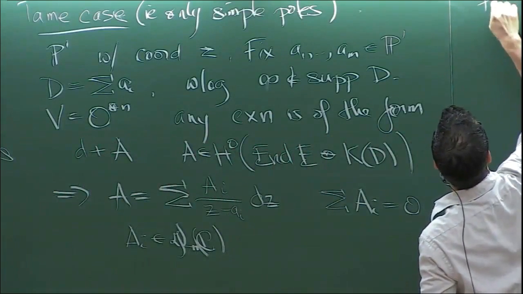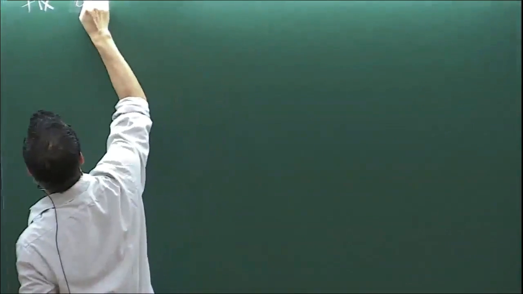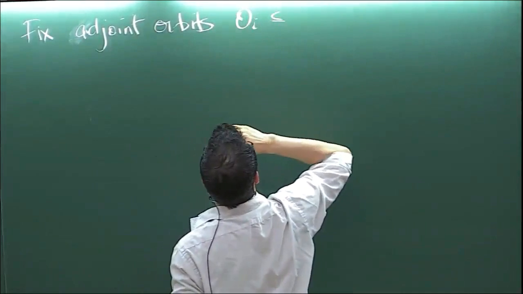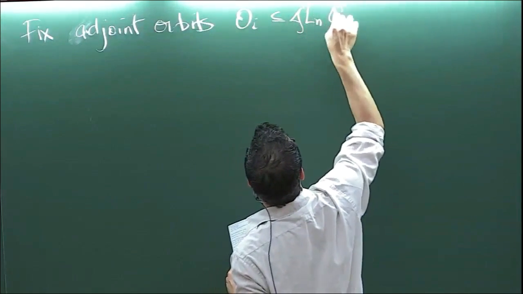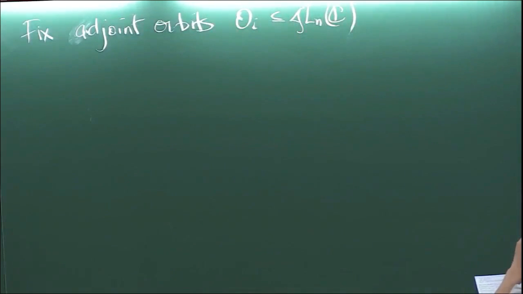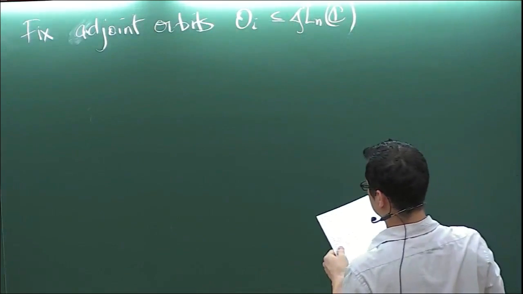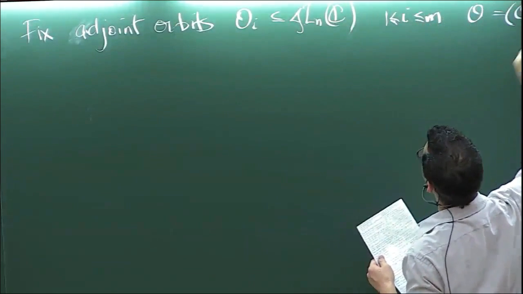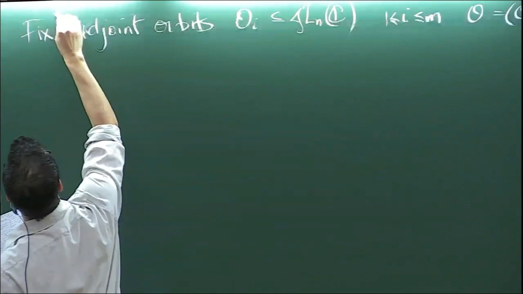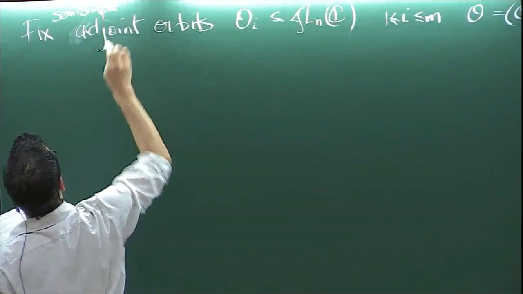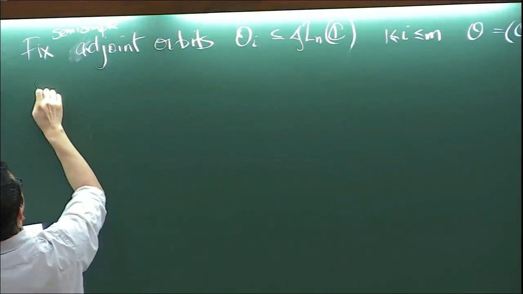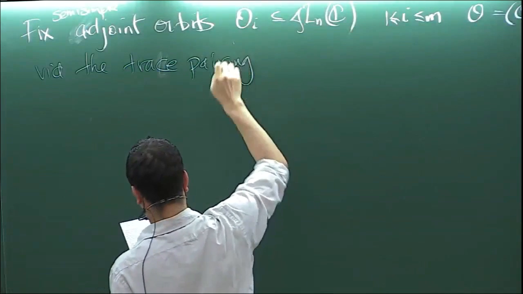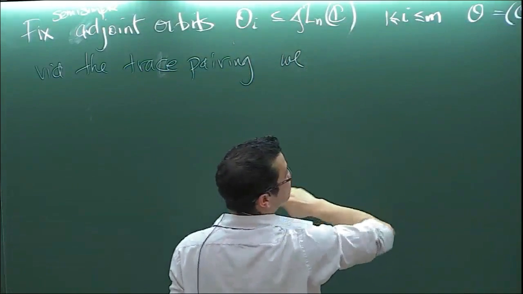To specify a moduli space, we fix adjoint orbits. So O_i contained in gl_n(C), one for each pole. So we write O for the tuple. And we'll assume that they're semi-simple. And then via the trace pairing, we may think of these as co-adjoint orbits as well.